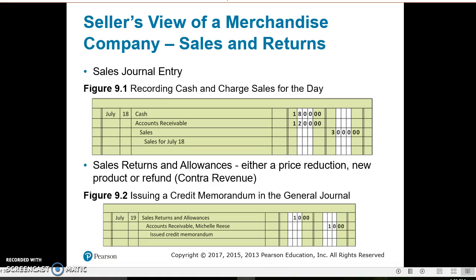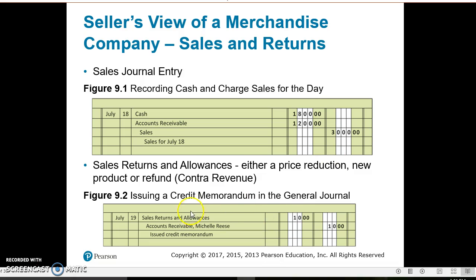We also may issue a credit memorandum. And this is if someone returns something. So we have a new account called Sales Returns and Allowance, which is a contra revenue account. So that means that it's going to be the opposite of revenue. If revenue increases on the credit side, that means sales returns and allowance is going to increase on the debit side because it's going to be the opposite.